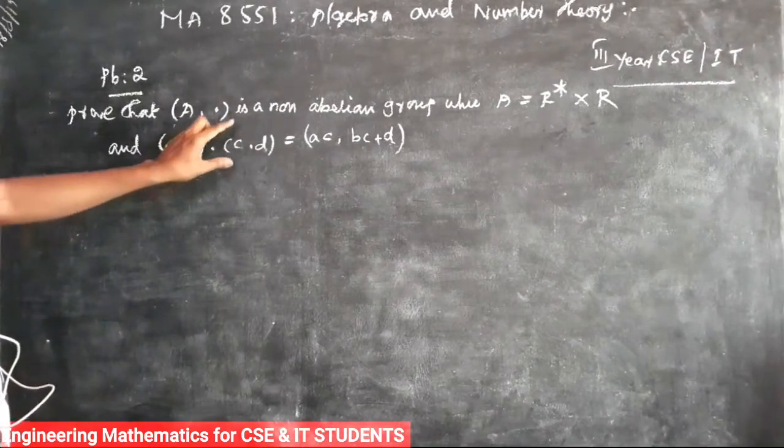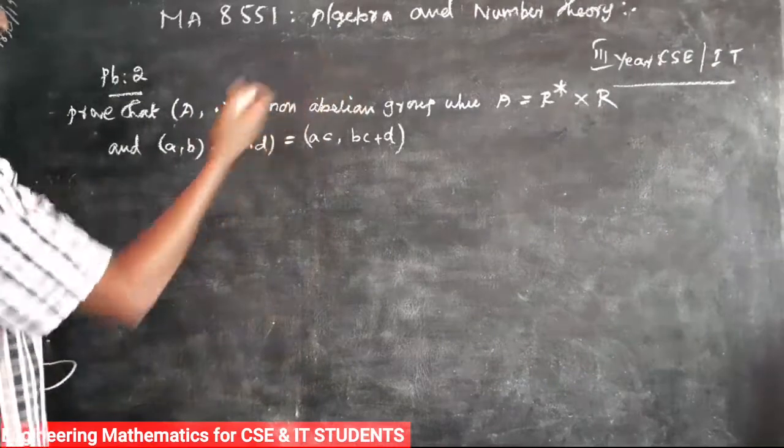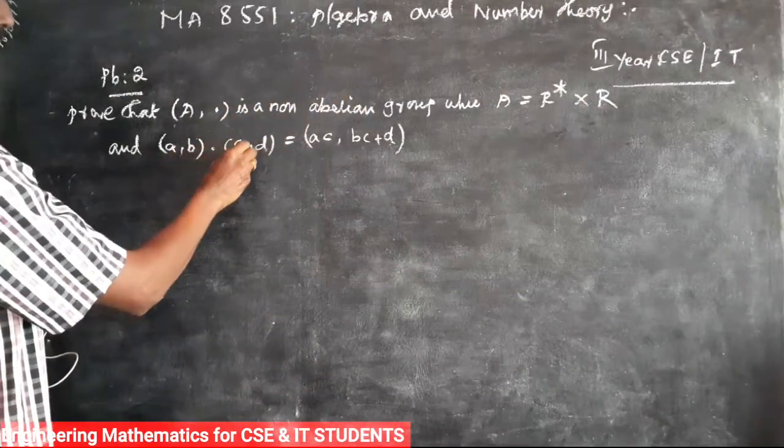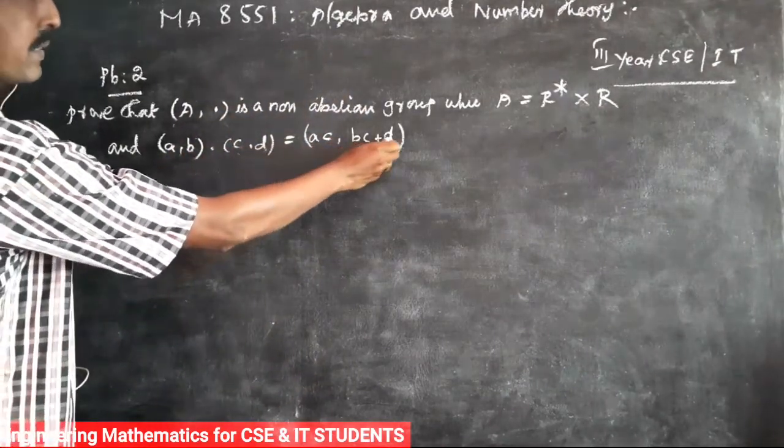In this problem the operator is dot, so we take any two elements (A, B) dot (C, D) equal to (AC, BC plus D).